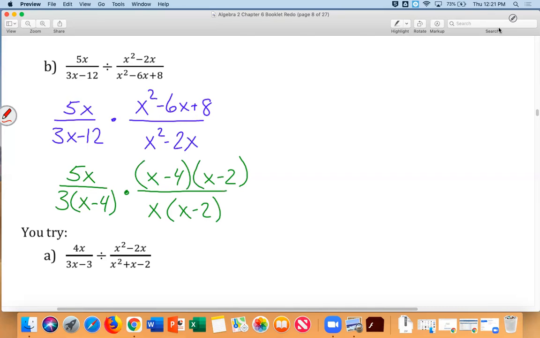Jake, what do you see? Anything the same? I think so. What would that be? x minus 2 and x minus 2, we cancel out. Anything else, Jake? There's x and x on top and bottom. Anything else? x minus 4 and x minus 4. So my whole answer just boils down to 5/3.